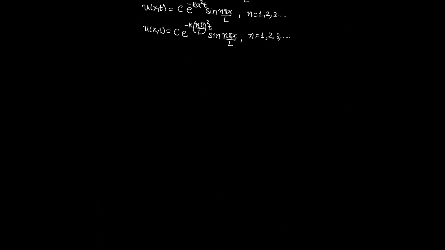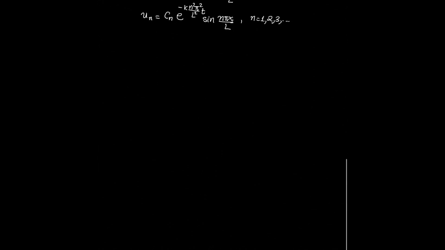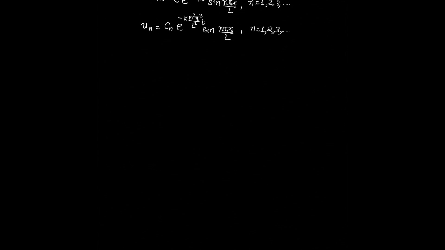Okay, now that we got this, for n equal to 1, we're going to have one solution. For n equal to 2, we're going to have another solution, right? So I'm going to say u_n, which depends on n, is going to be some constant that I'm going to say c_n, that depends on n, e to the minus k n squared pi squared over L squared t times sine of n pi x over L, for n equal to 1, 2, 3, and so on. So after here, I have a set of solutions.